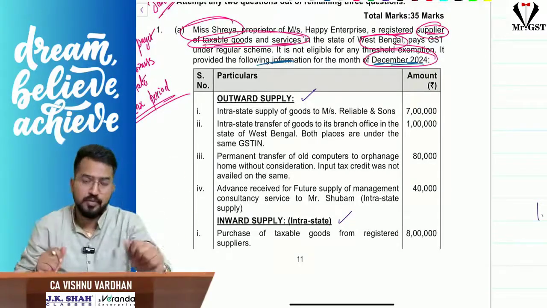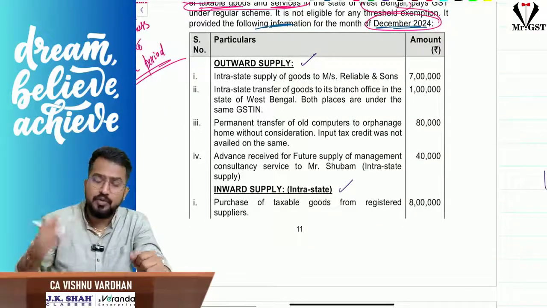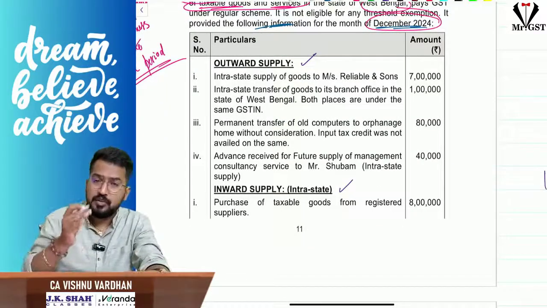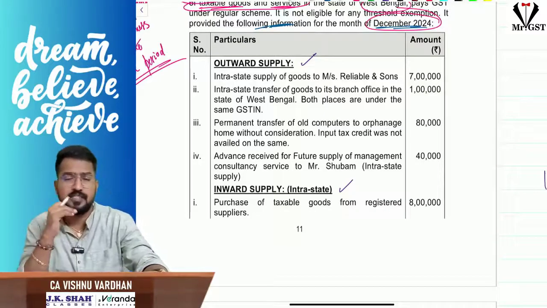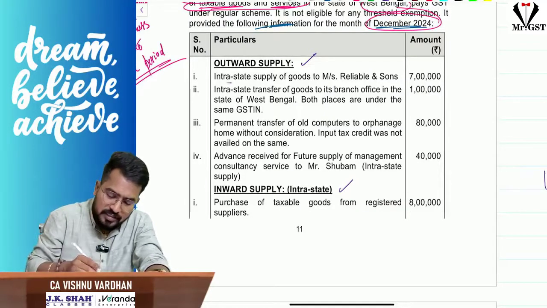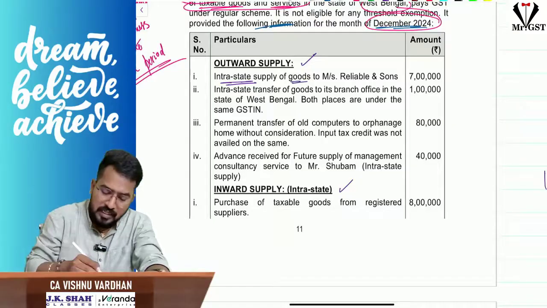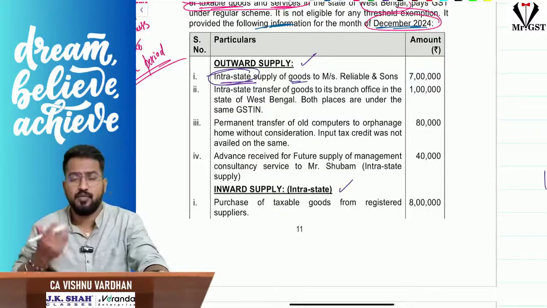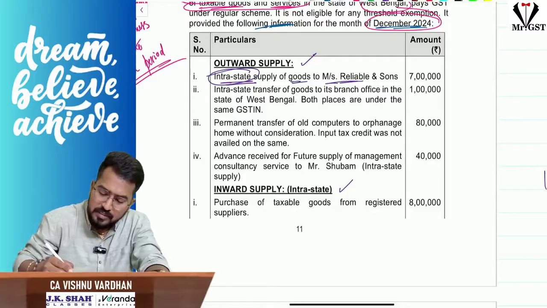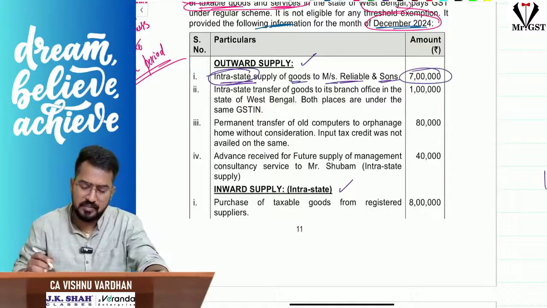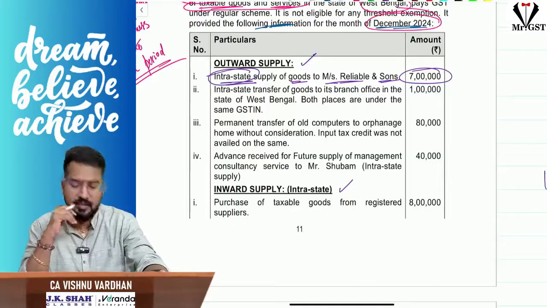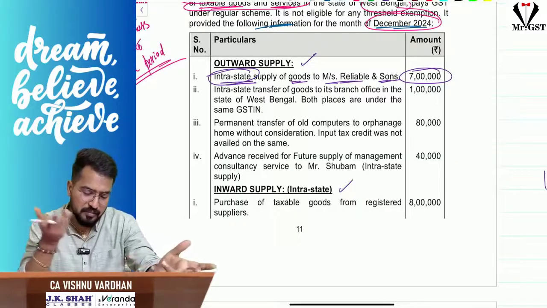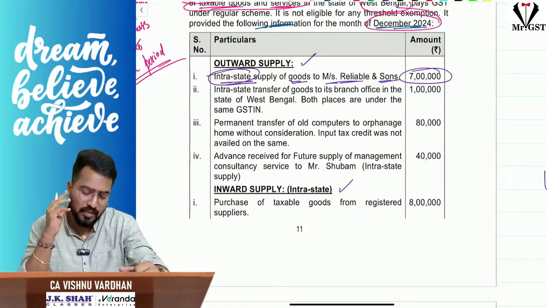Now, coming to the point. First, when you are going through the supply, as I already told, you should be careful whether it is intrastate or interstate, taxable, exempt, RCM, FCM. Now, sir, first transaction, intrastate supply of goods. They only gave that it is intrastate supply, no complication. To Messrs. Reliable and Sons, 7 lakhs. Now, sir, what is the adjustment for this particular one? Sir, this is being very simple, it is not seeming any exempt or all that stuff. So, it seems to be taxable.